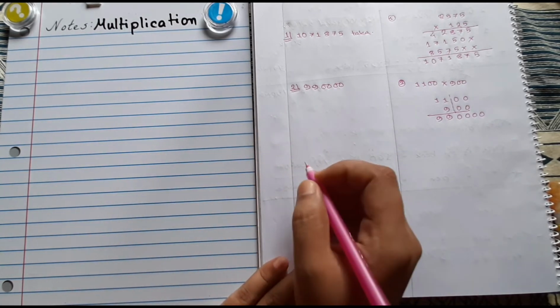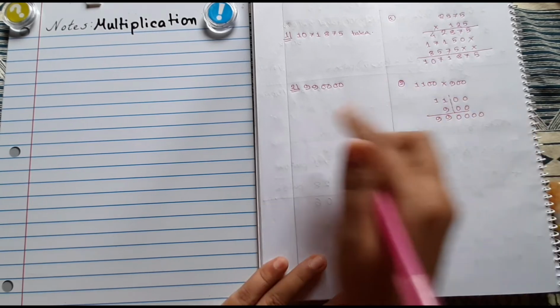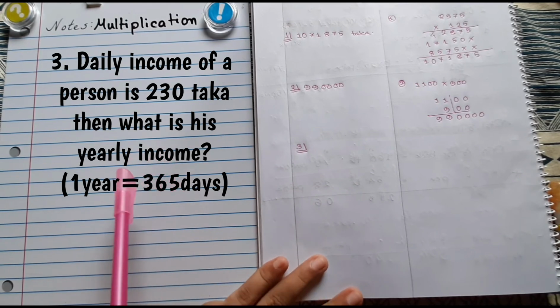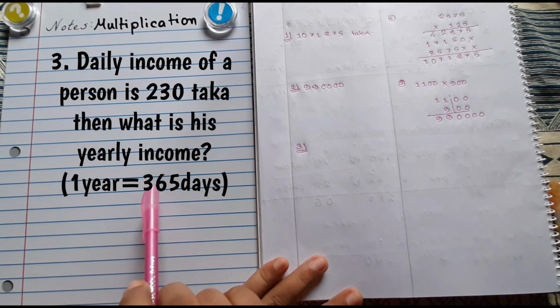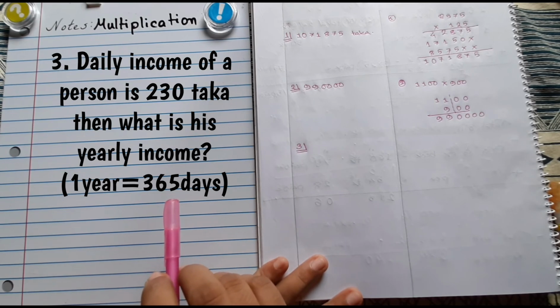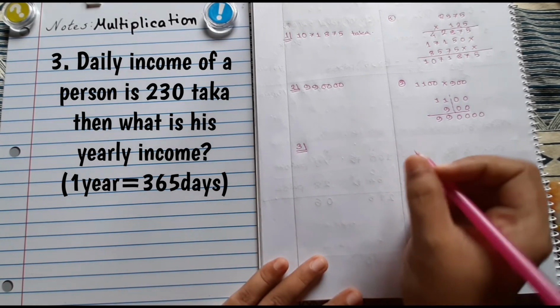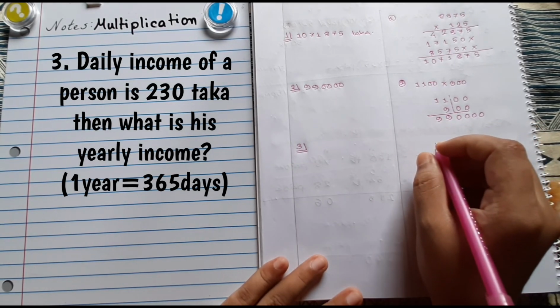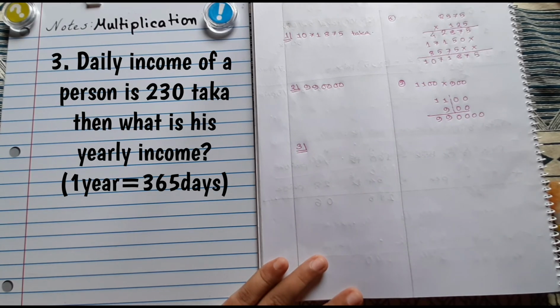So it's very easy. The 3 number question, again I am measuring and leaving the place and writing the 3 number question. Okay, read the 3 number question. The daily income of a person is 230 taka, then what is his yearly income? They gave us that 1 year is equal to 365 days. So in one day he earns this much, then in 365 days he will earn more money, right? So what we are going to do is make the graph.